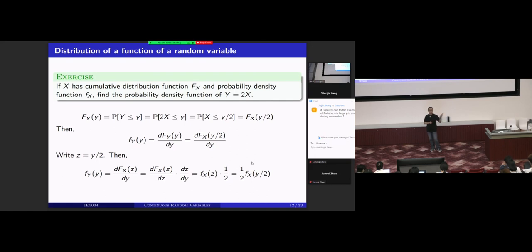If you don't know other functions, say sine, cosine, tangent, whatever, it does not matter. I won't cover that in my course. But at least polynomials and exponential functions, you must know. Okay?